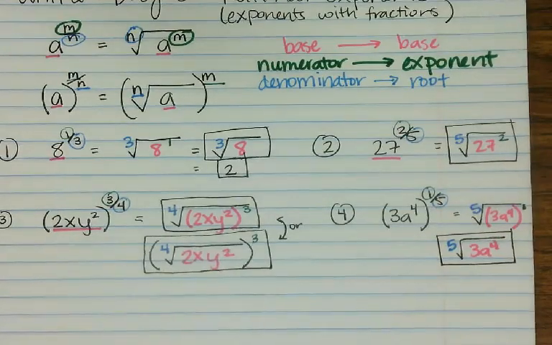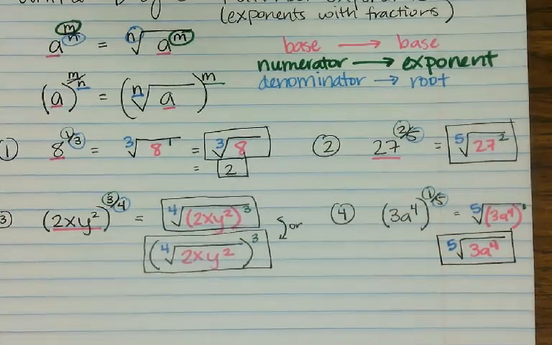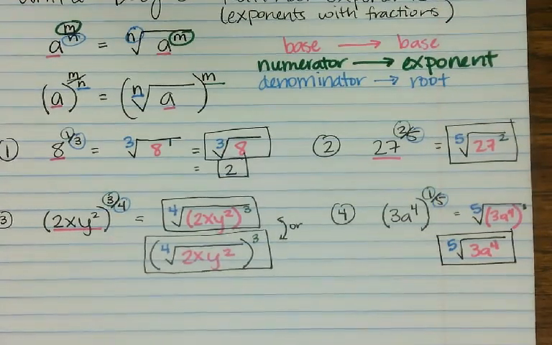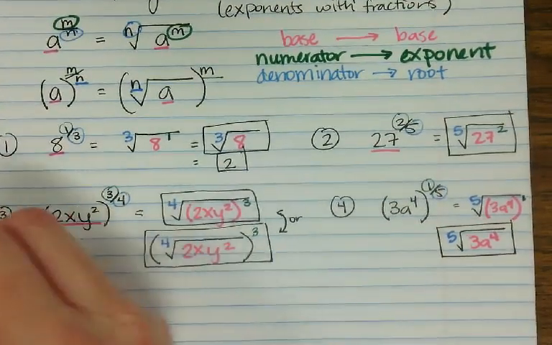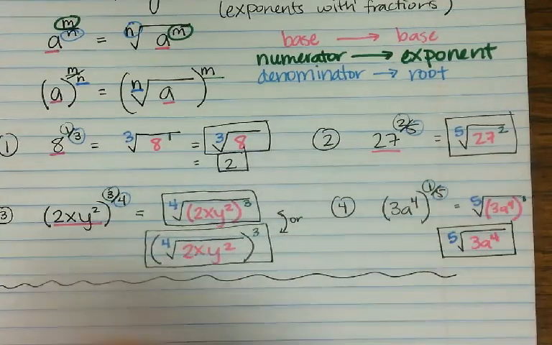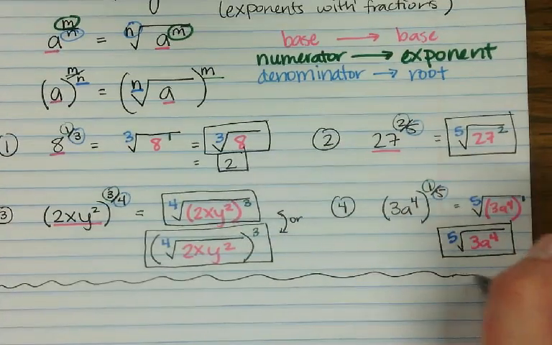Yes, ma'am. Do we have to take away the 1? Would it count it wrong if we kept it? It would not count it wrong if you kept the 1 in there. I do not think it would count it wrong. But I want you guys to understand that you don't necessarily need it there. So, guys, that is going from the exponent to the radical form.